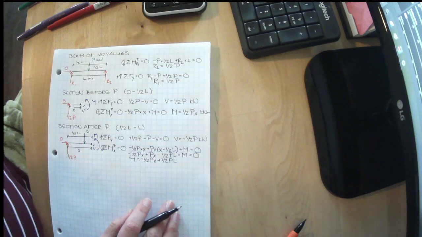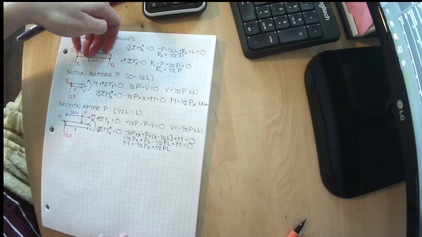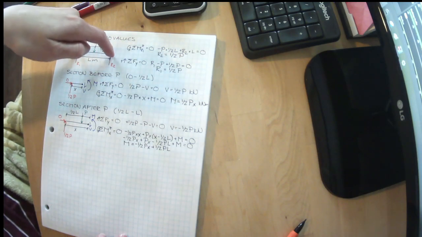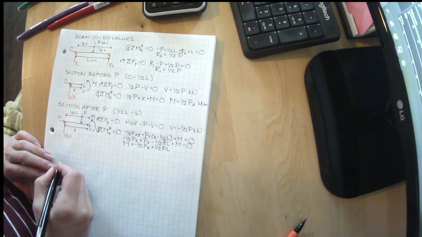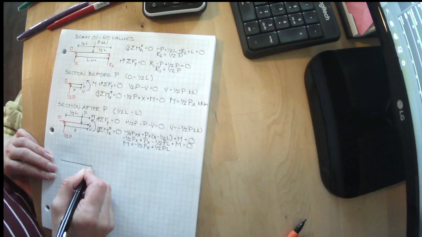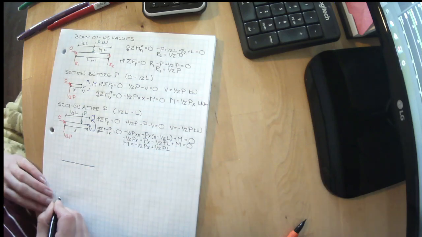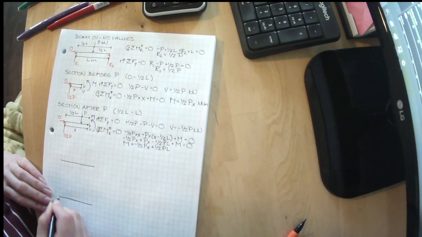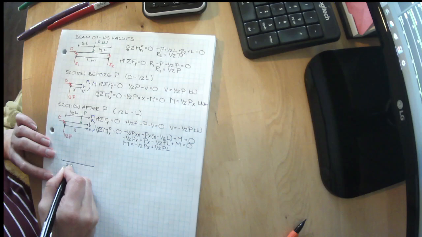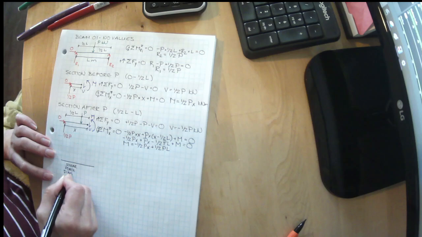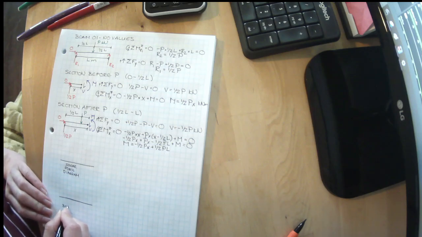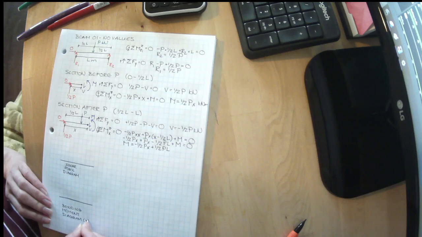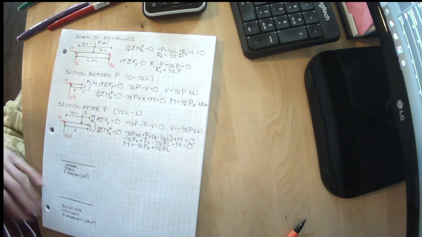Let's maybe give ourselves a little chart for this. We already have our free body diagram drawn here. I'm going to come down here and draw something so that I can draw my shear force diagram and a bending moment diagram. This is going to be in kilonewton meters, and that's going to be in kilonewtons.